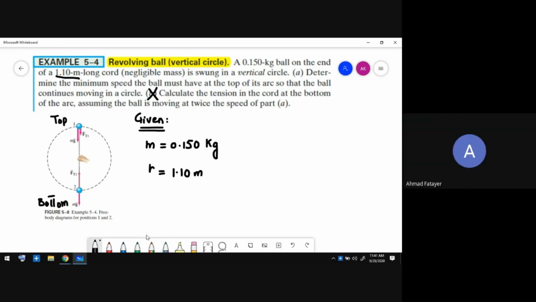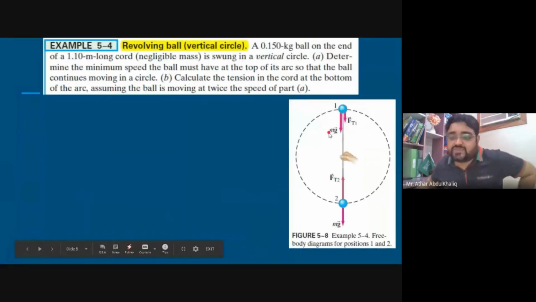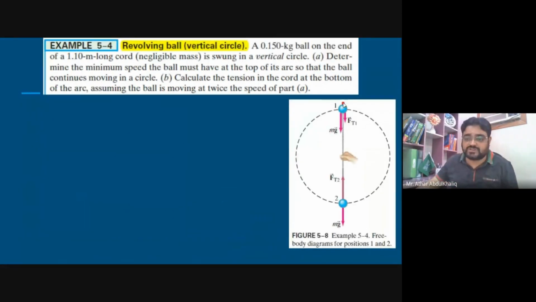Determine the minimum speed the ball must have at the top of its arc so that the ball continues moving in a circle. We have been asked to find minimum speed. In this figure, this is the top position. In the question they are saying at this position, what will be the minimum velocity?